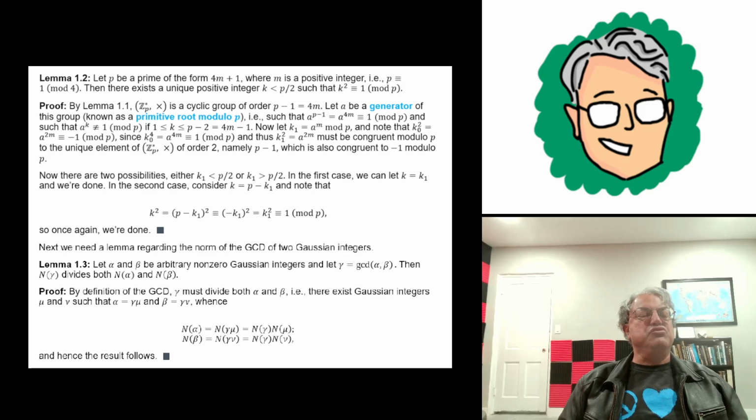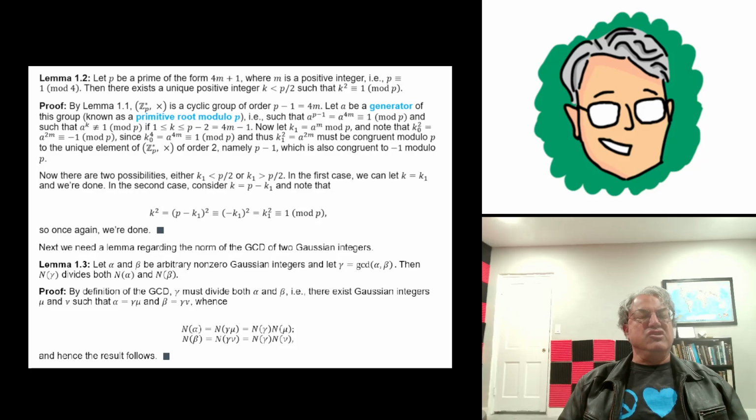Anyway, so that's lemma 1.2. And lemma 1.3 is kind of a different type of problem. This concerns Gaussian integers. Now we're going to get back to Gaussian integers again, and this is another pretty easy lemma. What this lemma says is, we're letting alpha and beta be arbitrary non-zero Gaussian integers, and now we consider the GCD. Remember yesterday I was talking about how we showed that the Gaussian integers, Z of i, the ring of Gaussian integers, is a Euclidean domain.